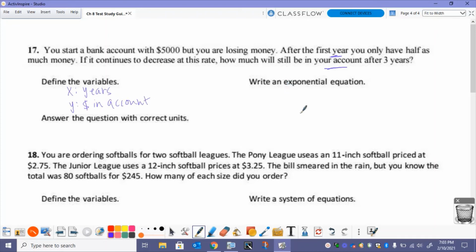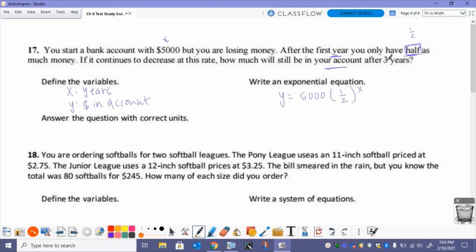All right, so let's go ahead and write our exponential equation. 5,000 is our initial value. And notice you have to look for those keywords. After the first year, you only have half. So remember when we filled out those notes with the word bank on there, keywords that meant certain things? This half right there is our multiplier. So 1/2. So we can write our equation, y equals our initial value. We started with $5,000 times 1/2 to the power of x.